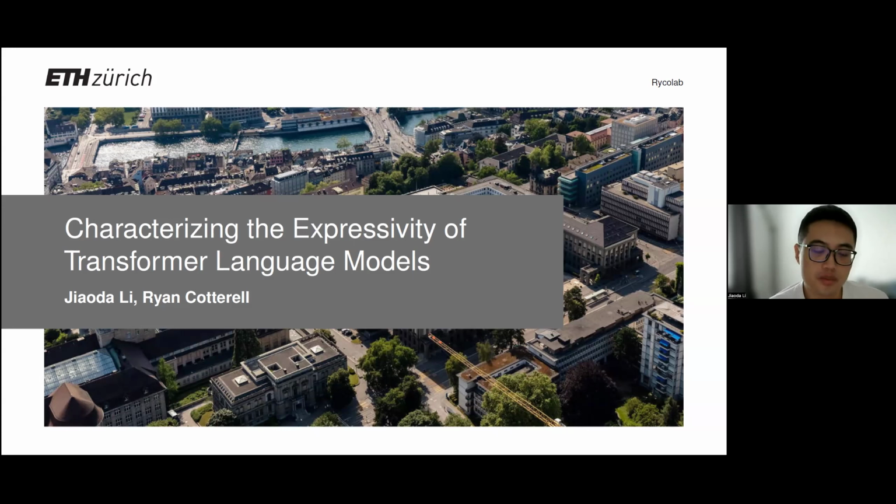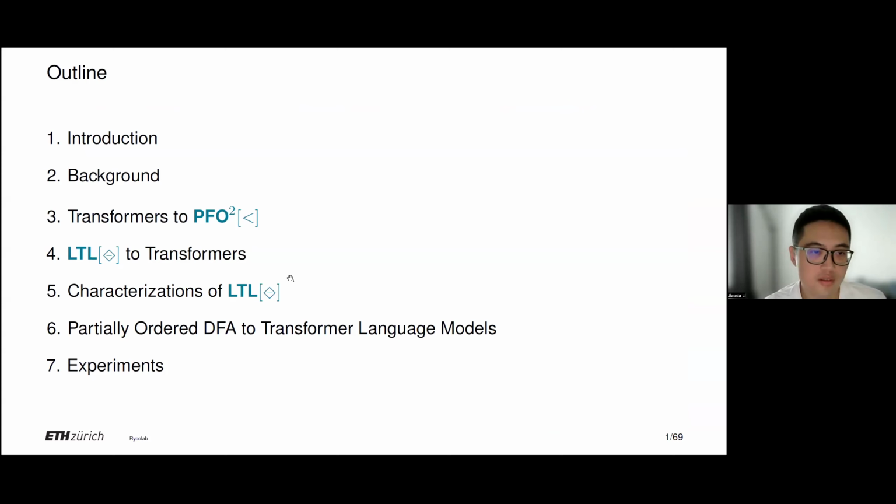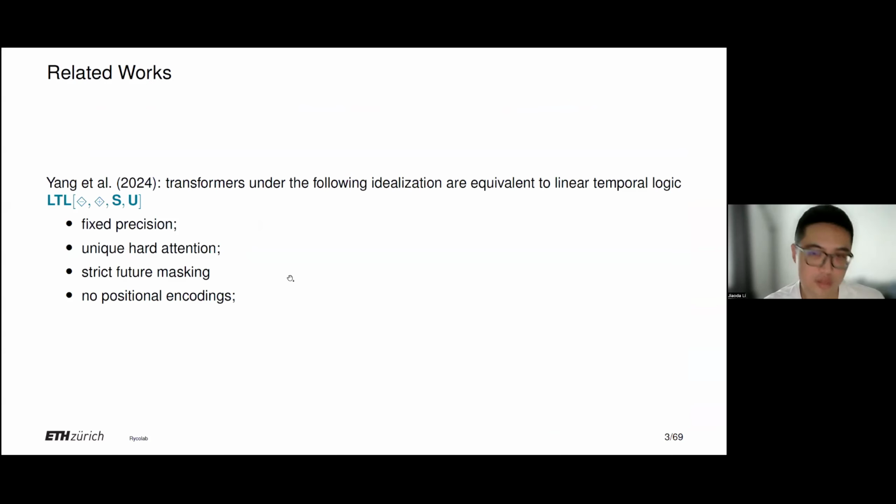So the title of this talk is Characterizing the Expressivity of Transformer Language Models. The first question would be: what transformers? This is a follow-up to the work of many of you here. But the most related work is Yang et al. 2024, which shows the transformer under certain assumptions are equivalent to linear temporal logic. Specifically, the assumed transformers have fixed precision, unique hard attention, strict future masking, and no position encodings.